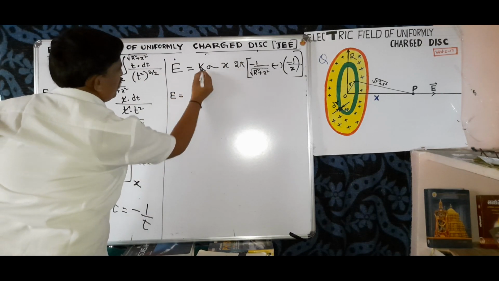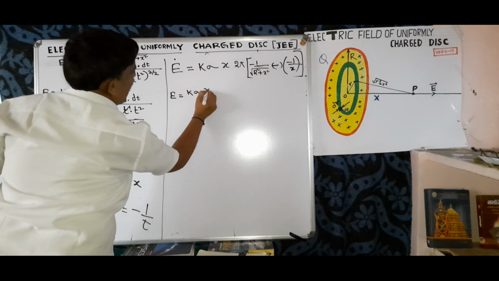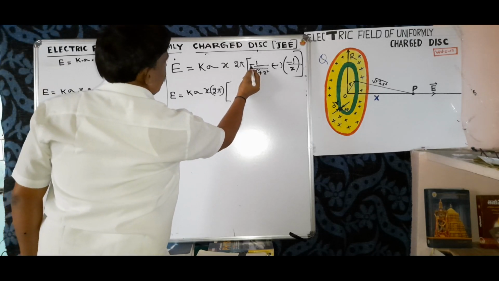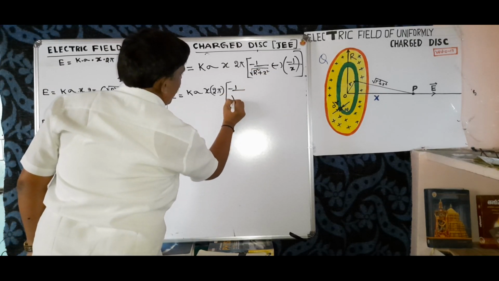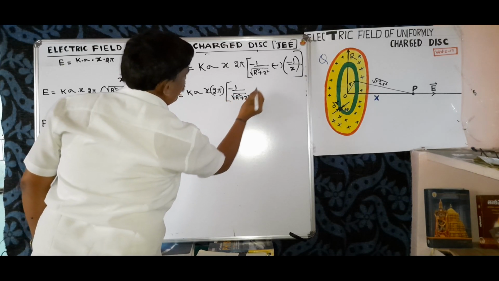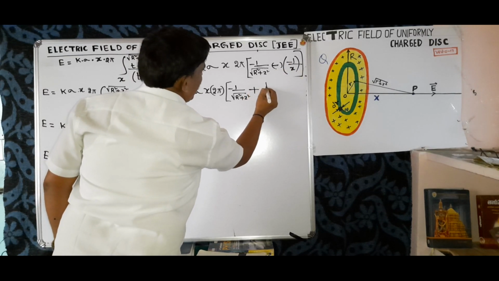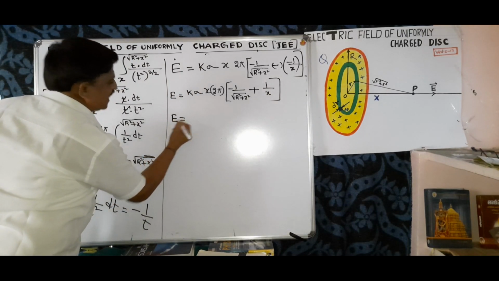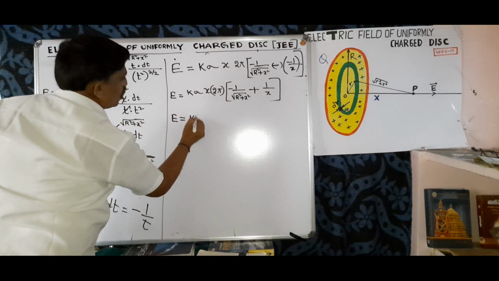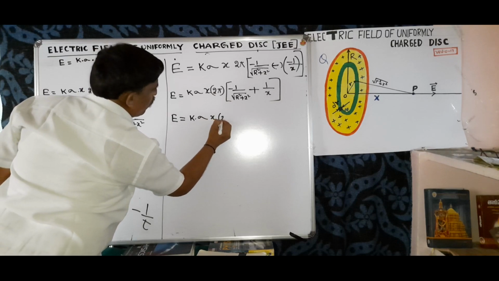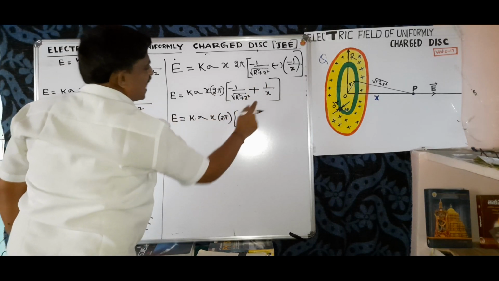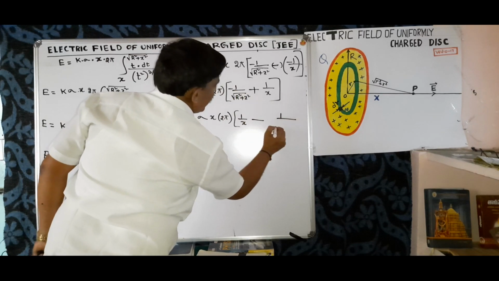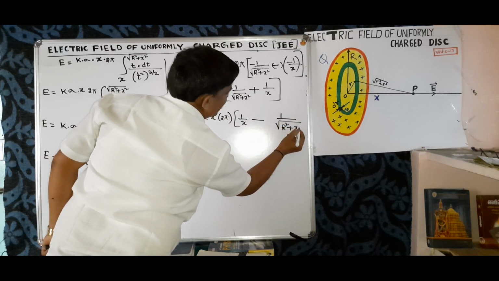Capital E is equal to k into sigma into x into 2 pi into, here, minus 1 by under root of r square plus x square, into minus plus 1 by x. I am writing 1 by x. The intensity of electric field E is equal to k into sigma into x into 2 pi into 1 by x, minus 1 by under root of r square plus x square.